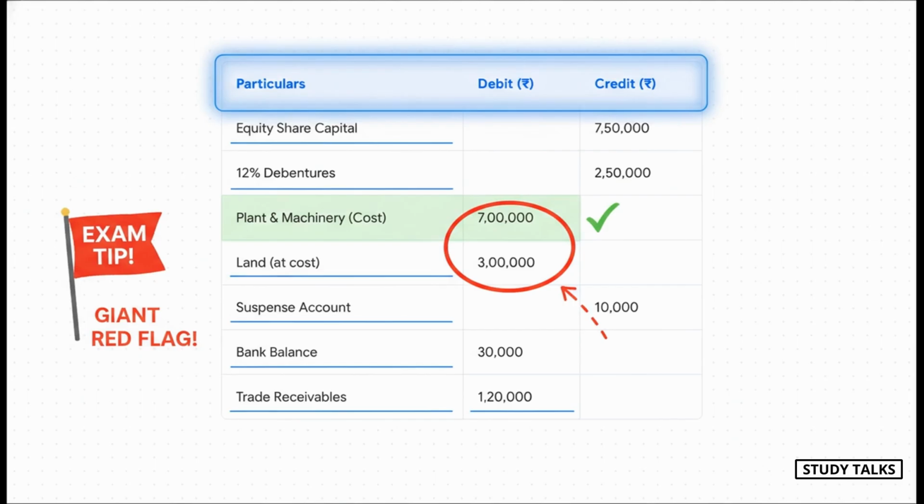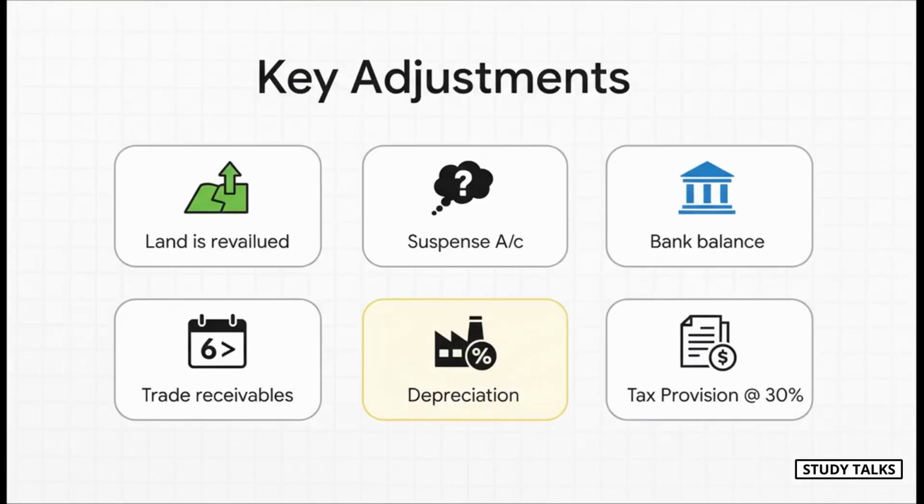See it? That suspense account, sitting there with a credit balance of $10,000. That is a massive red flag. It's basically the exam paper screaming at you, hey, there's a story here you need to figure out. And, of course, with any good exam problem come the adjustments. And these are really the heart of the whole thing.